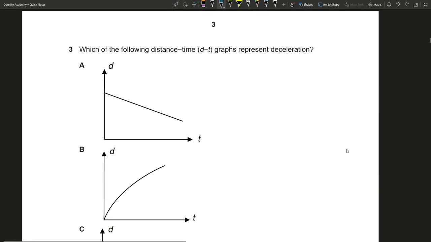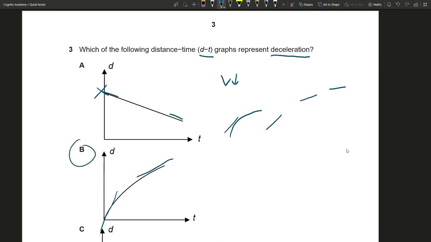The next question: which of the following distance time graphs represents deceleration? Now, deceleration is a decrease in the velocity, and the velocity in a distance time graph is seen through the gradient of the graph. So a decrease in velocity means that the gradient of our graph has to decrease, has to become less steep. Here it can't be A because the gradient is the same at the start and at the end, so it's not A. B, we start off with a higher velocity, represented by a steeper gradient, and then a lower velocity because the gradient becomes more shallow. So B is correct.